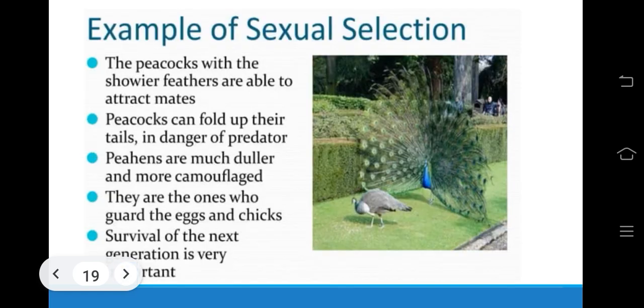An example of sexual selection: peacocks with showy feathers are able to attract mates. Peacocks can fold up their tails in danger or from a predator. Peahens are much duller and more camouflaged. They are the ones who guard the eggs and chicks. Survival of the next generation is very important.